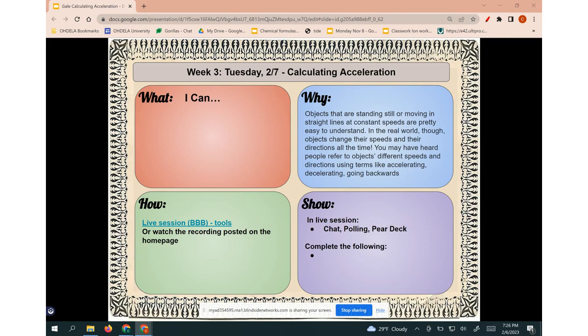Okay, so today's Tuesday, February 7th, calculating acceleration. I can calculate acceleration, right? Objects that are standing still or moving in straight lines at a constant speed are pretty easy to understand. In the real world, though, objects change speeds and directions all the time. You have heard people refer to different speeds and directions using terms like acceleration, deceleration, or going backwards. So we're going to start by taking a look at how we calculate that.